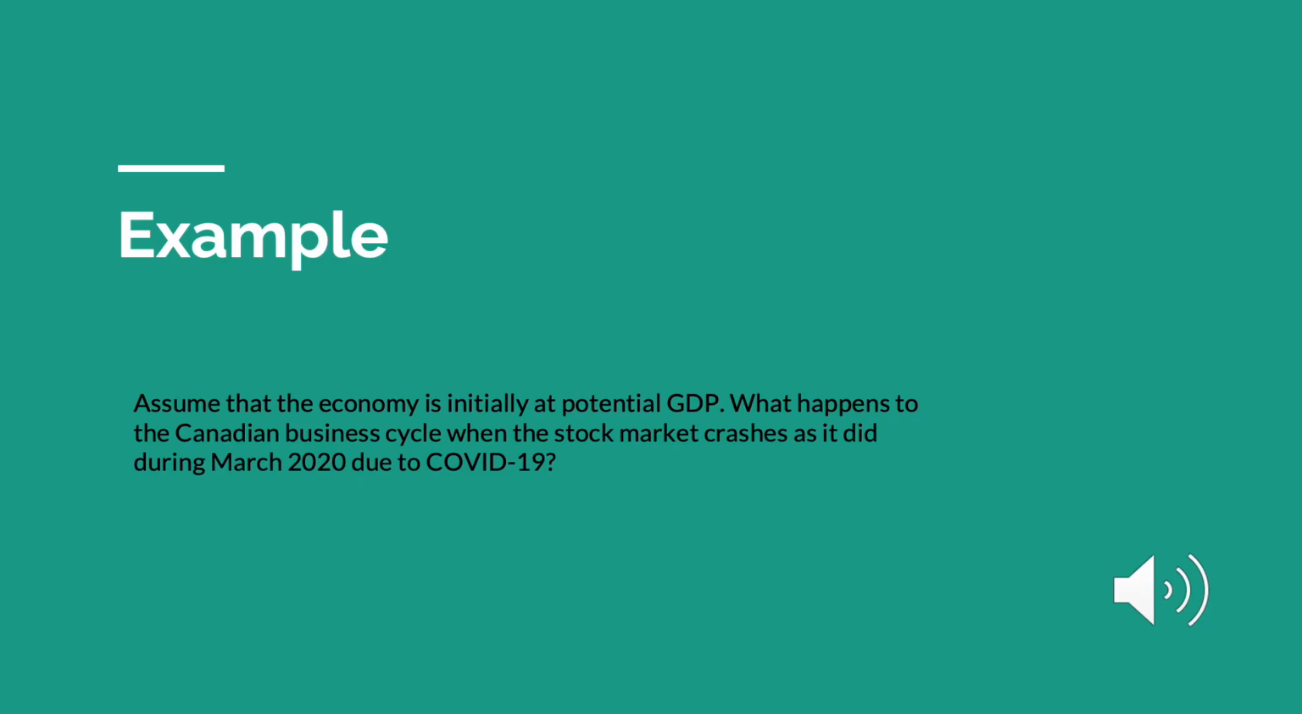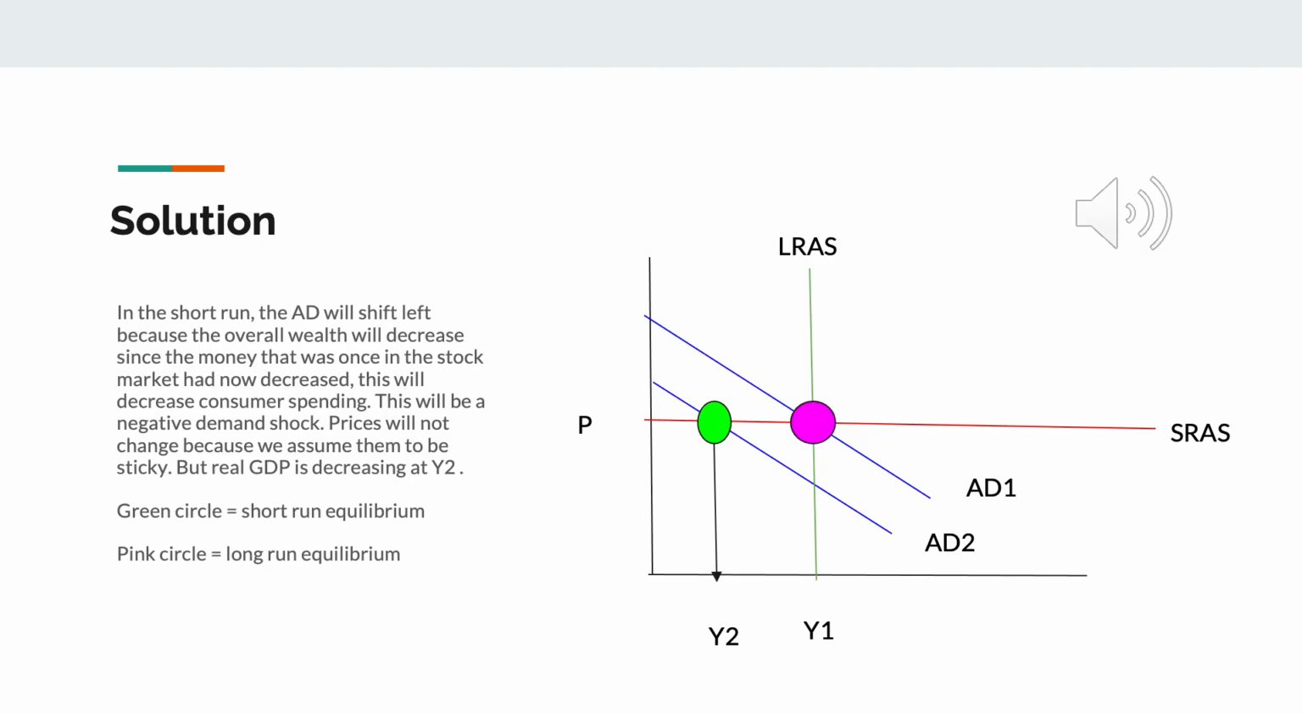The example question here is to assume that the economy is initially at potential GDP. What happens to the Canadian business cycle when the stock market crashes, as it did in March of 2020 due to COVID-19? In the short run, the aggregate demand curve will shift left because the overall wealth will decrease, since the money that was once in the stock market has decreased, and therefore consumer spending will also decrease. This will be a negative demand shock.